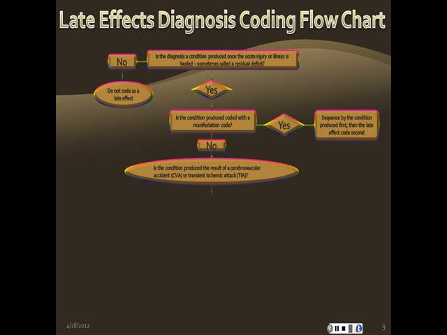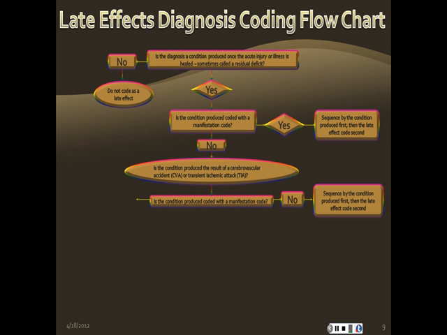then you need to ask yourself, is the condition produced the result of a cerebrovascular accident or transient ischemic attack? Then ask yourself, is the condition produced coded with a manifestation code? If you said no, sequence the condition produced first, followed by the late effect. But what if you said yes? Well, if you said yes, you would report 438 combination code that includes the condition produced and that late effect.